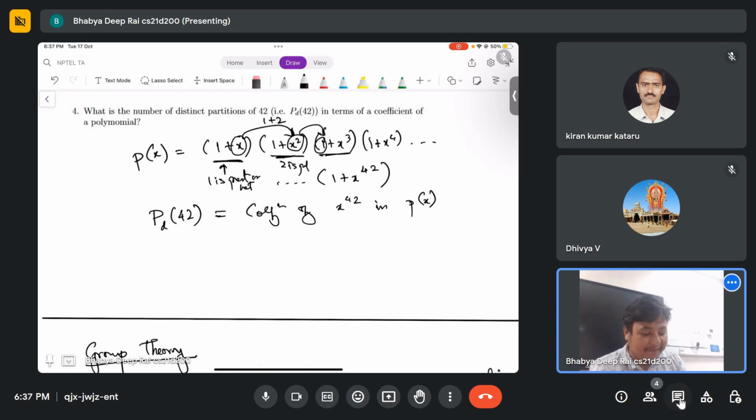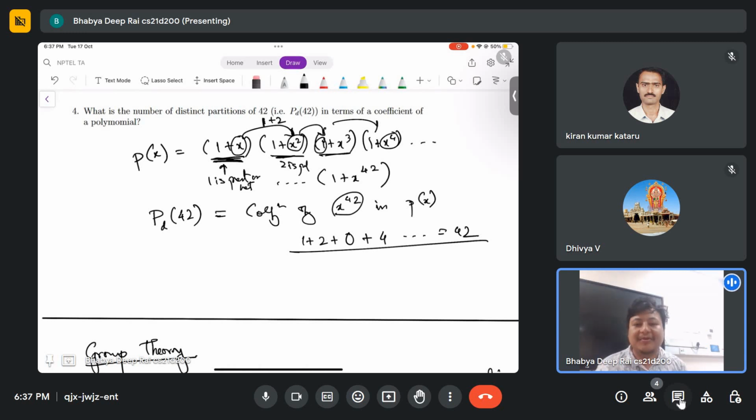And finally, if I look at the coefficient of 42, it means that the degree, after multiplying several times, actually added up to 42. So I'll get 1 plus 2 plus 0 plus 4, if I choose this, and so on, equal to 42. So this shows the number of distinct partitions. Why is it distinct? Because I'm choosing a number only once. I cannot choose a 1 here and later again in some other term choose a 1. If I choose a 4 here, then in the following terms I don't have a 4 to choose from. So I cannot have something like 1 plus 4 plus 4. So this is distinct.